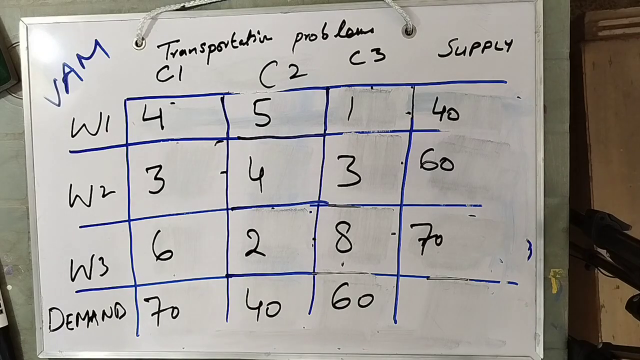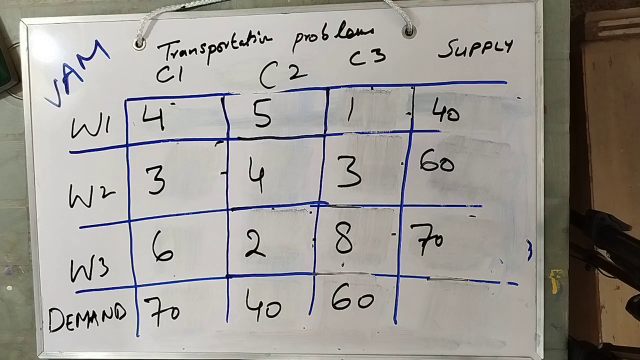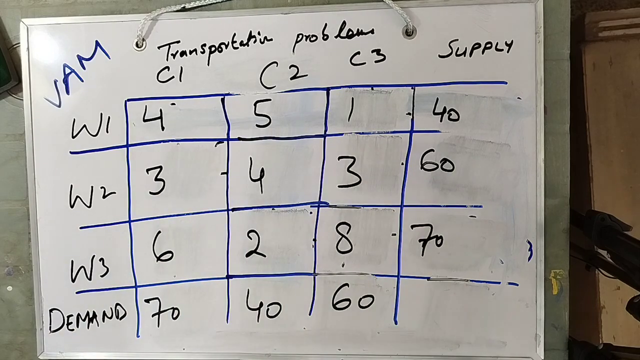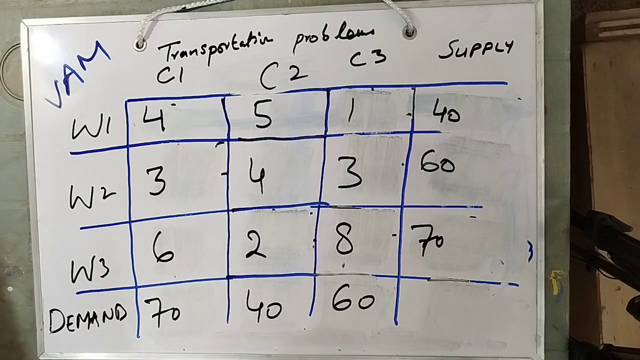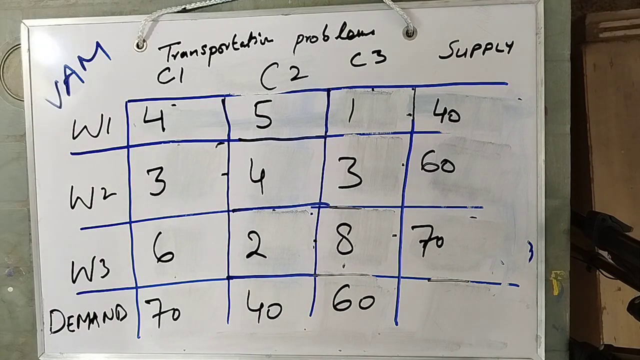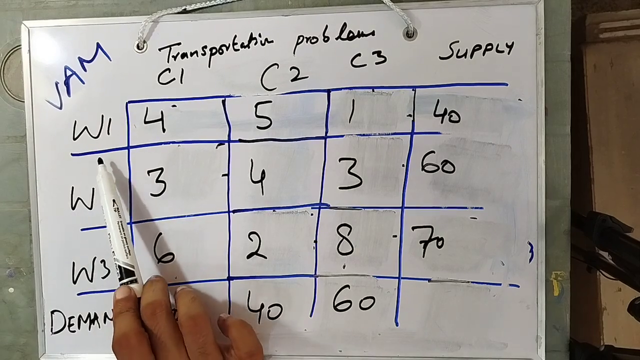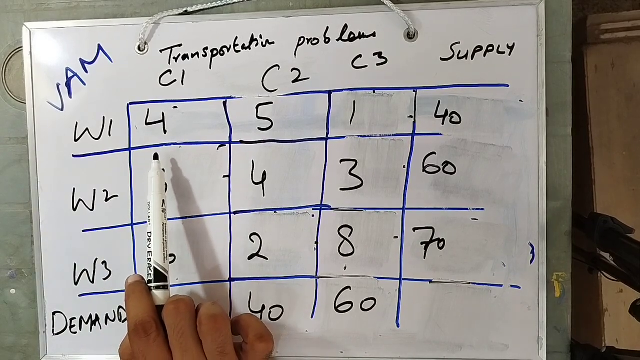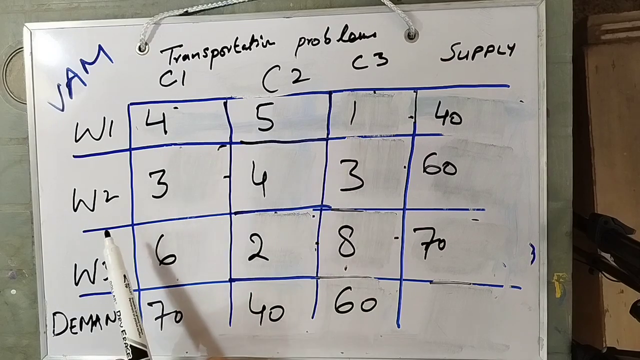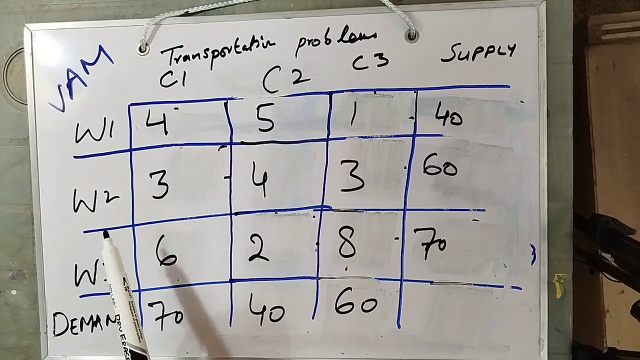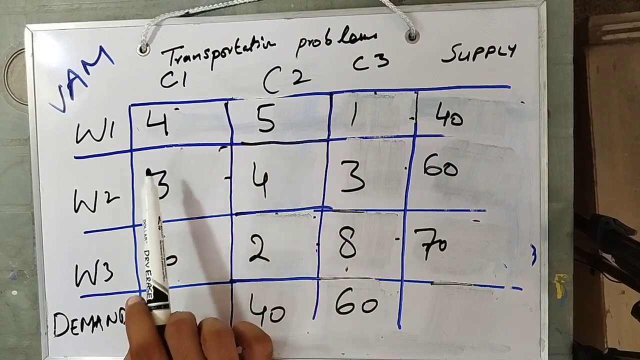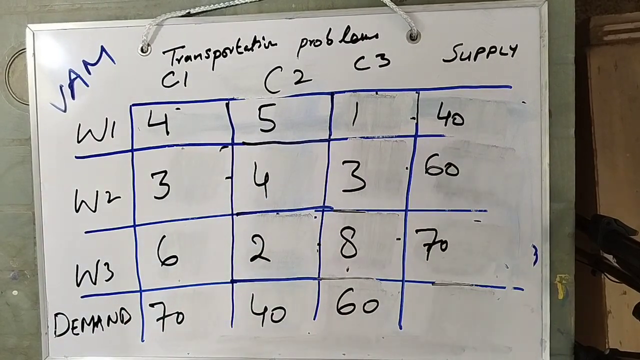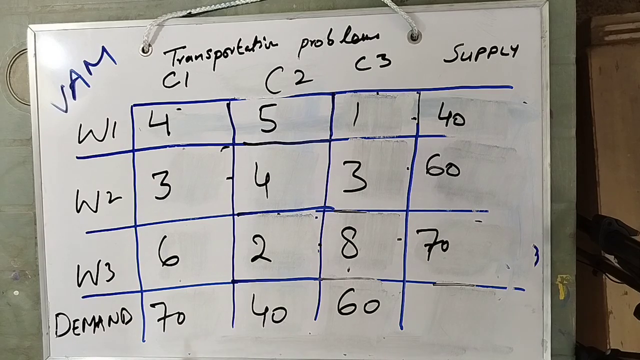Hi dear students, let's solve another Vogel approximation method for initial basic feasible solution. So you see this is the transportation problem. What is the transportation problem? Transportation problem is the problem in which we have to transport the goods from one place to another place, and obviously we incur different costs. So we need to see which one is the least per unit cost to allocate the quantities.